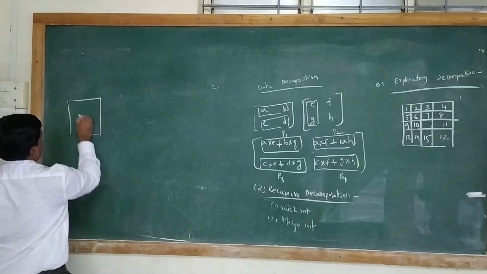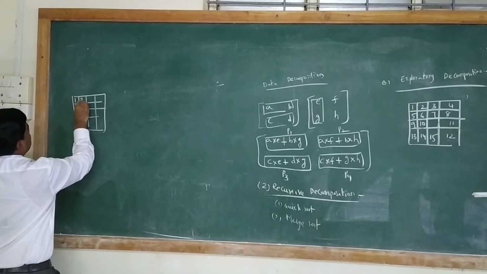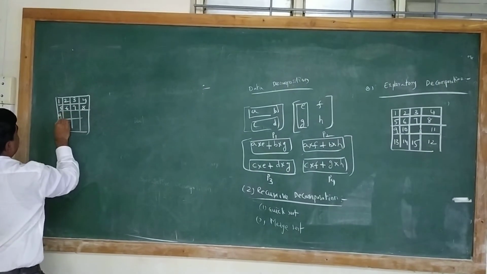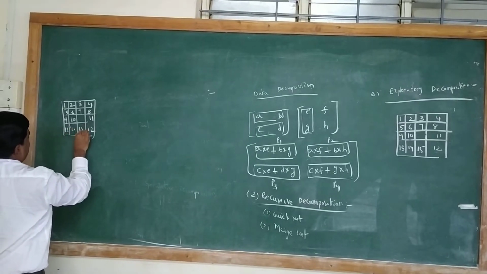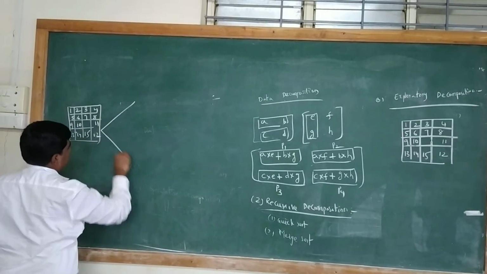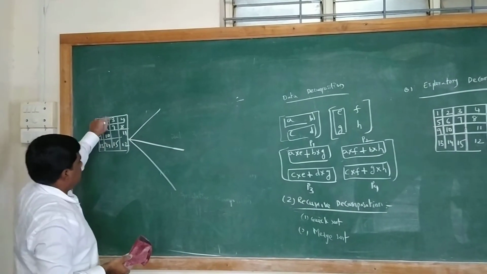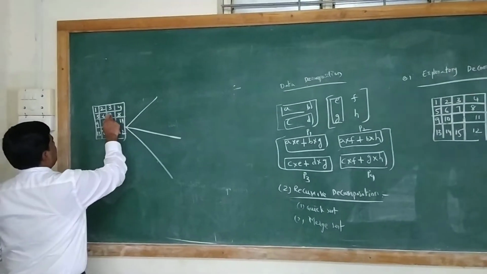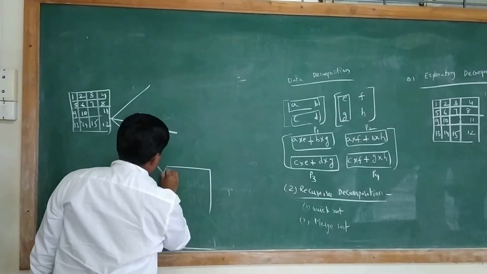Exploratory decomposition means, see, 1, 2, 3, 4, 5, 6, 7, 8, 9, 10, 11, 12, 13, 14, 15. Now we have to arrange all the values in sequence. Suppose first we are moving upward. First moving upward means what we will get? 7 will come here, blank will come there. So first one is upward.